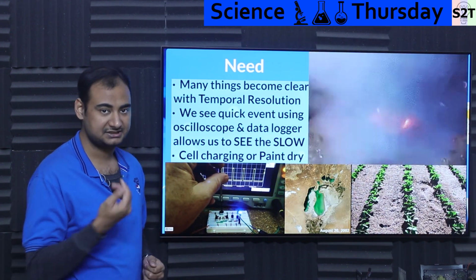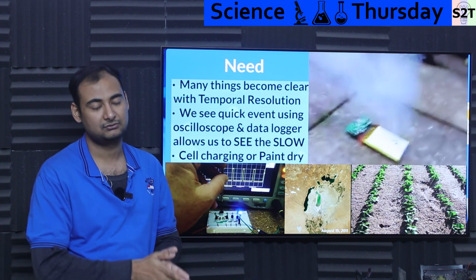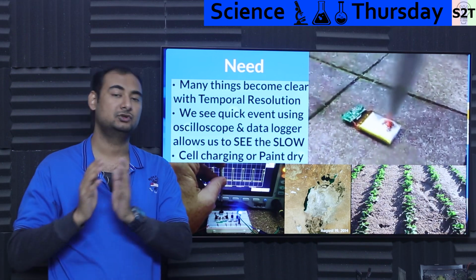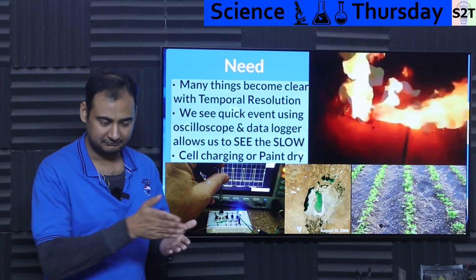From cell charging, let's say you are charging a lithium ion cell, how does it react? When does it switch from constant current mode to constant voltage mode? You need to know. All those sorts of things require a certain level of logging.